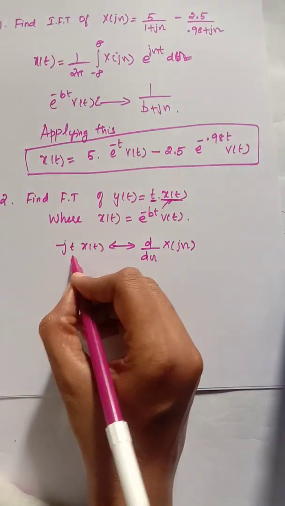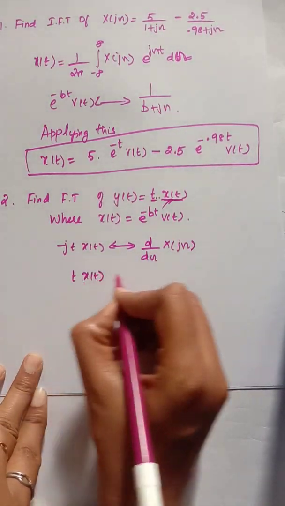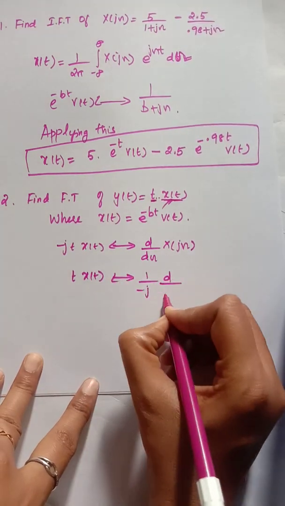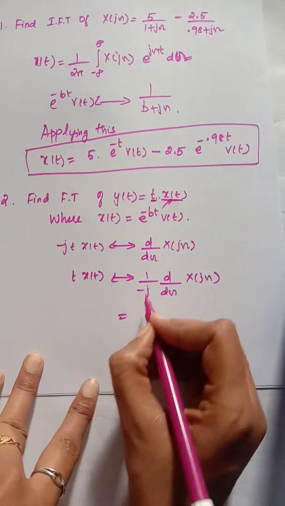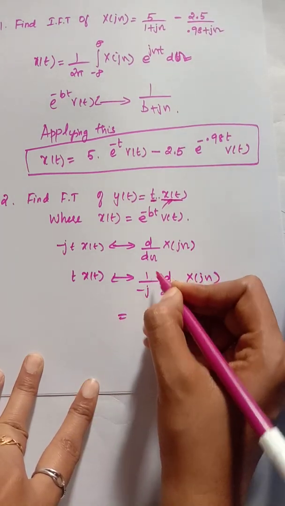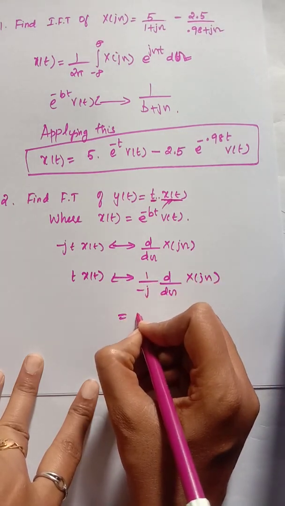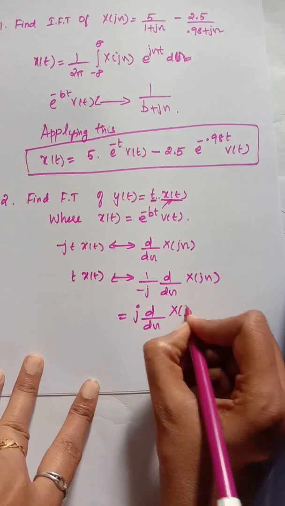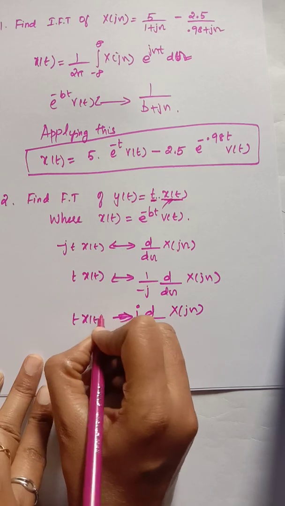Now what we are having is only t, so this can be written as t into x of t, which equals 1 divided by minus j d by d omega into x of j omega. We can modify this: taking j to the numerator, it becomes minus j, so minus into minus becomes plus, so j into d by d omega into x of j omega. So this is what t into x of t is.